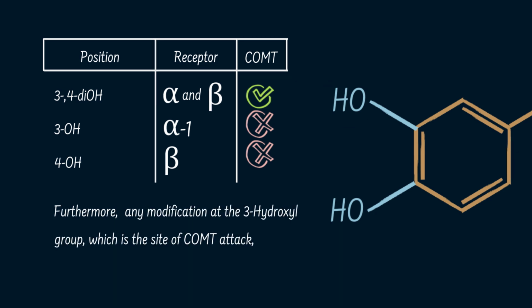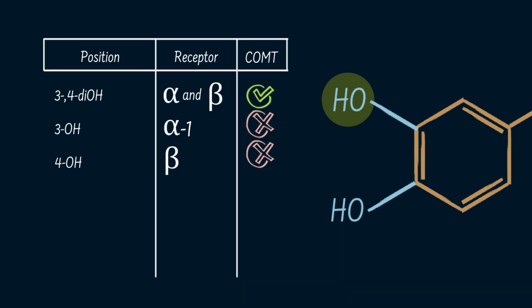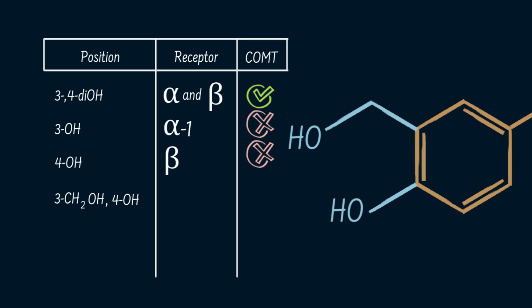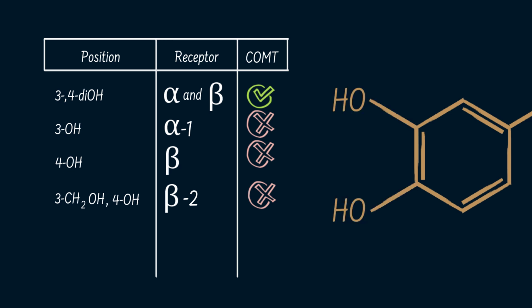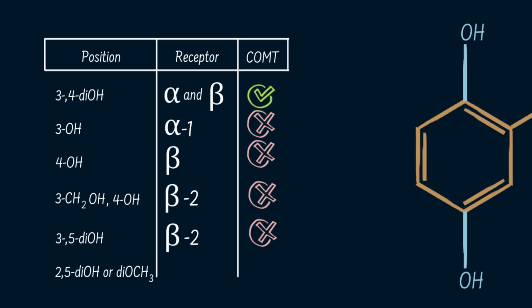Furthermore, any modification at the 3-hydroxyl group, which is the site of COMT attack, can provide resistance to the enzyme. If the 3-hydroxyl group is converted to hydroxymethyl, the hydroxyl group is now no longer a phenolic. This provides beta-2 selectivity as well as COMT resistance and consequently, oral activity. Also, if catechol ring is converted to resorcinol, which is 3 and 5 dihydroxy derivative, it also provides beta-2 selectivity and COMT resistance. While 2 and 5 dihydroxy or dimethoxy provides alpha-1 selectivity.